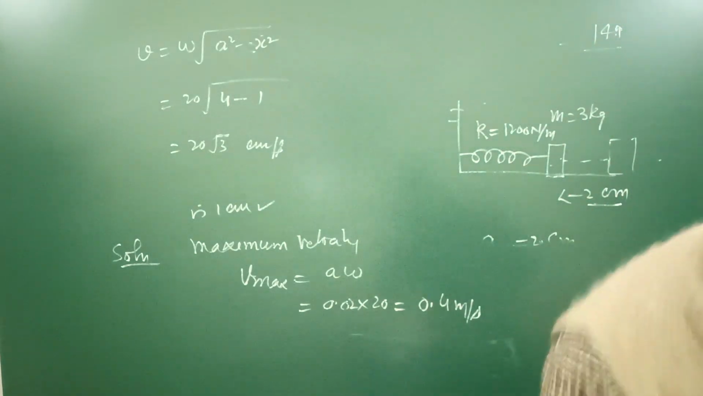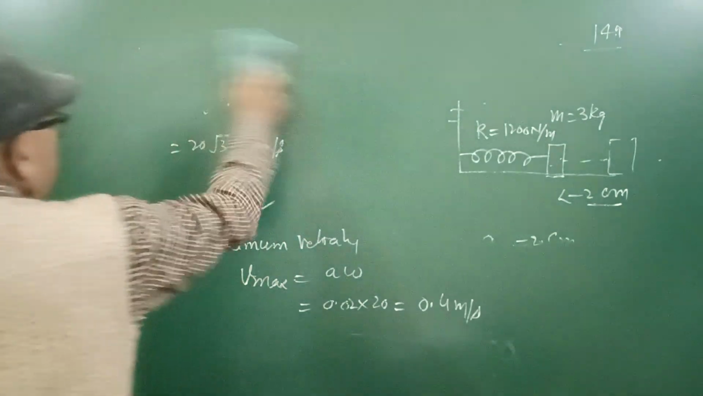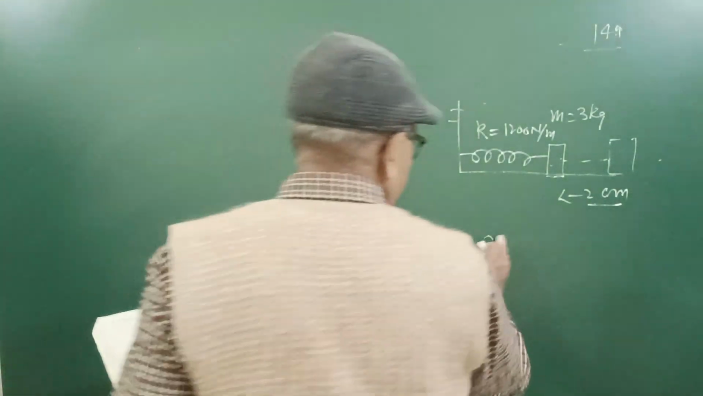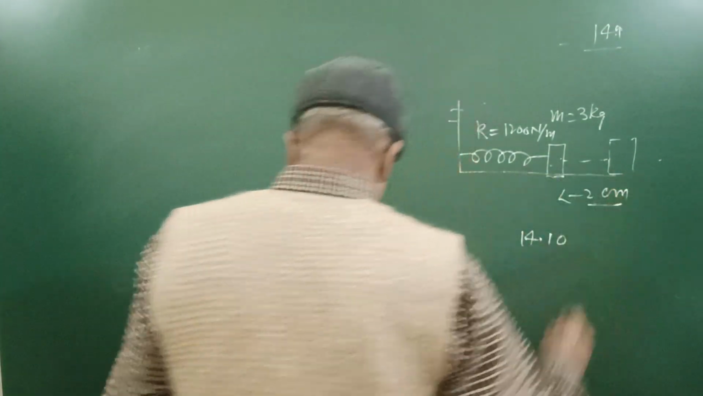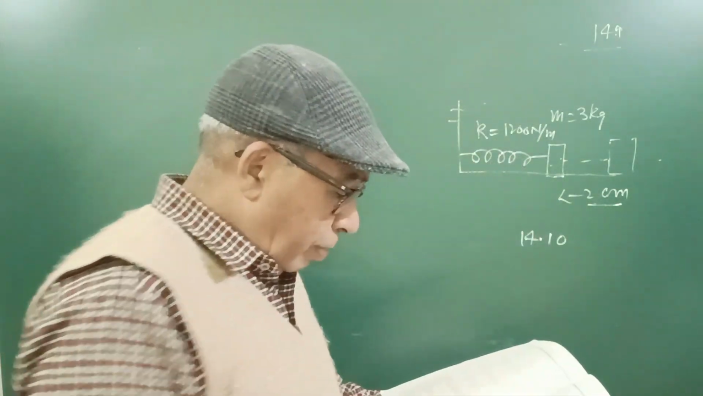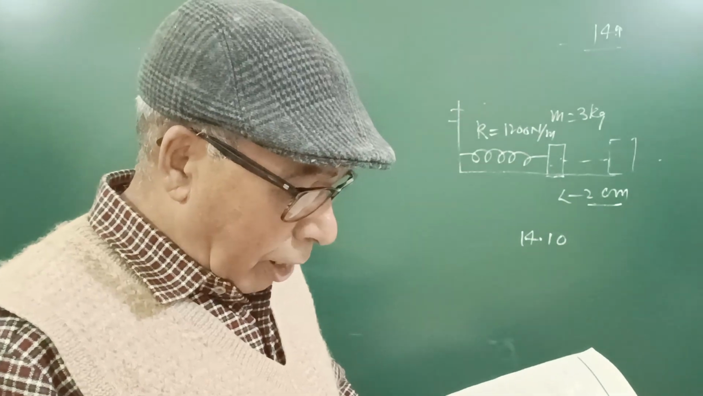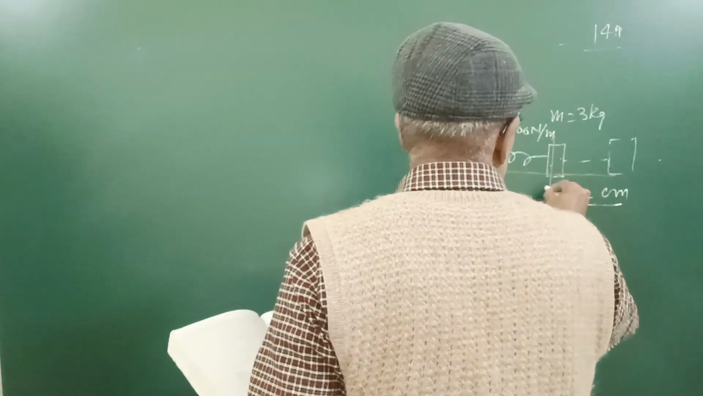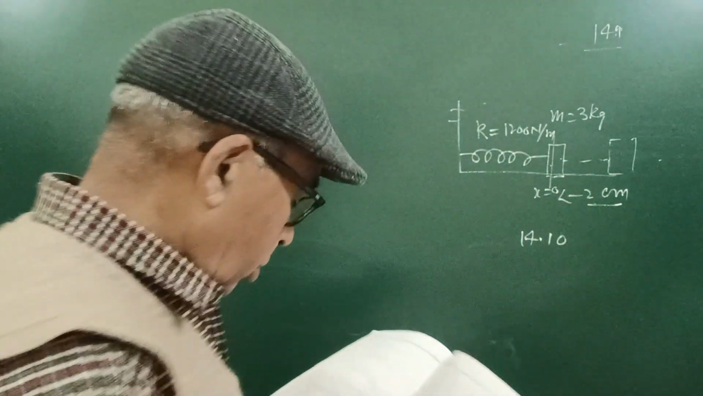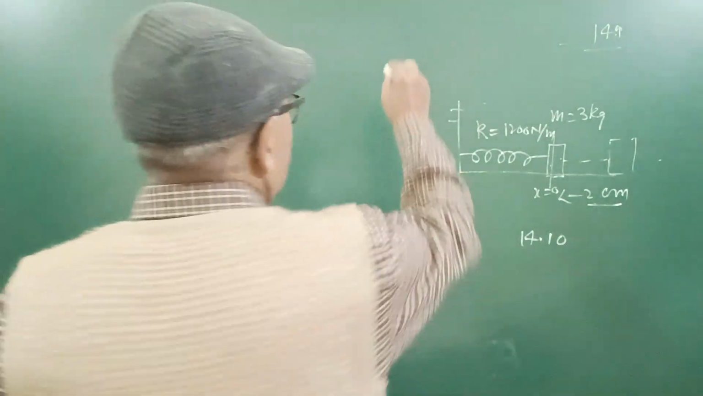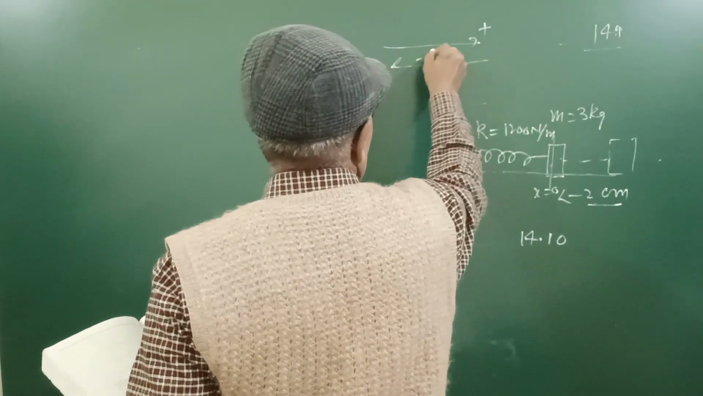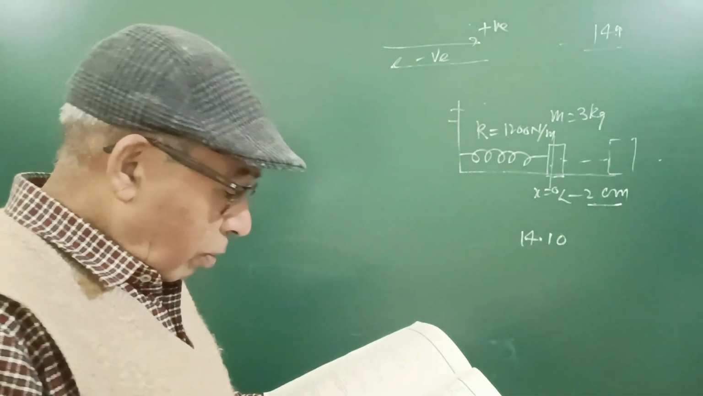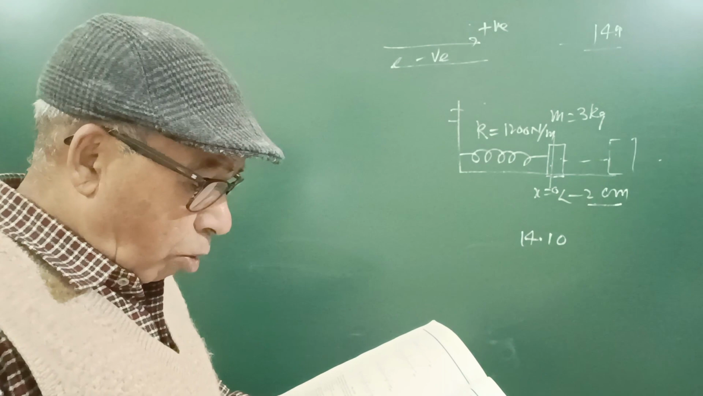Now regarding the same question, next is 14.10. In this 14.9, let us take the position of mass when spring is unstretched at x equal to 0. And direction from left to right is positive and right to left negative. Give x as a function of time t for the oscillating mass.